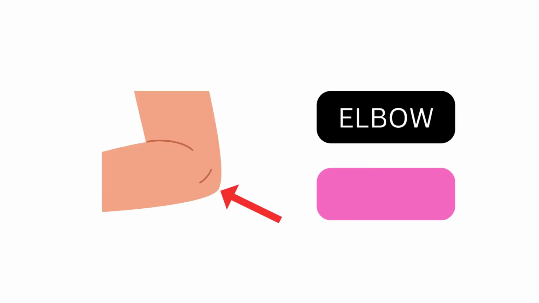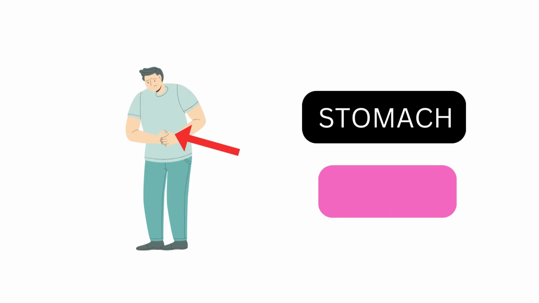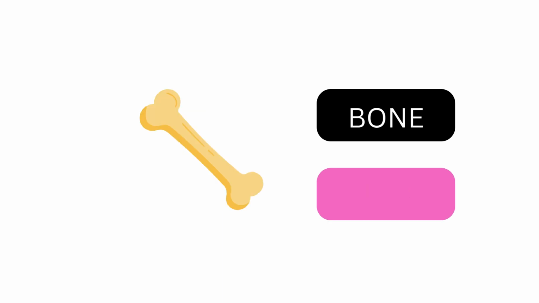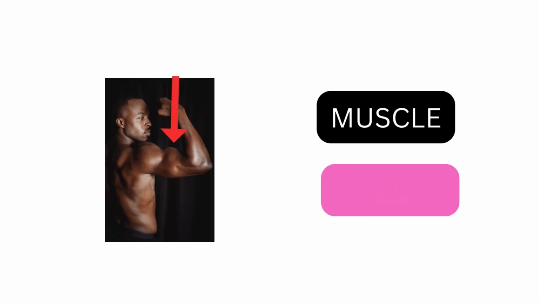Elbow in Hindi is कोहनी. Stomach in Hindi is पेट. Waist in Hindi is कमर. Bone in Hindi is हड्डी. Muscle in Hindi is मांसपेशी.